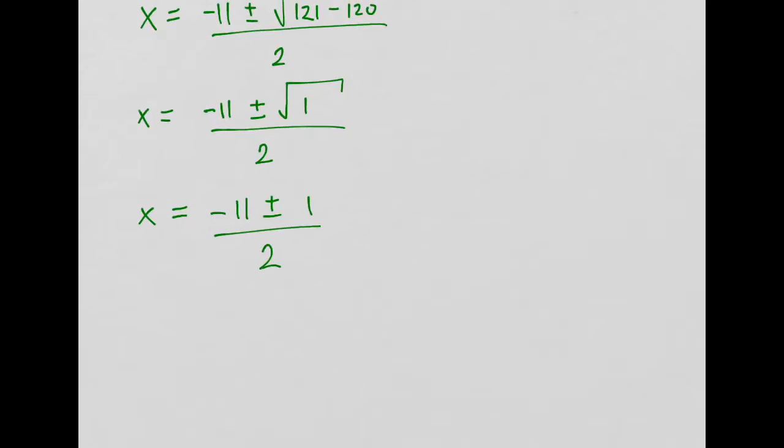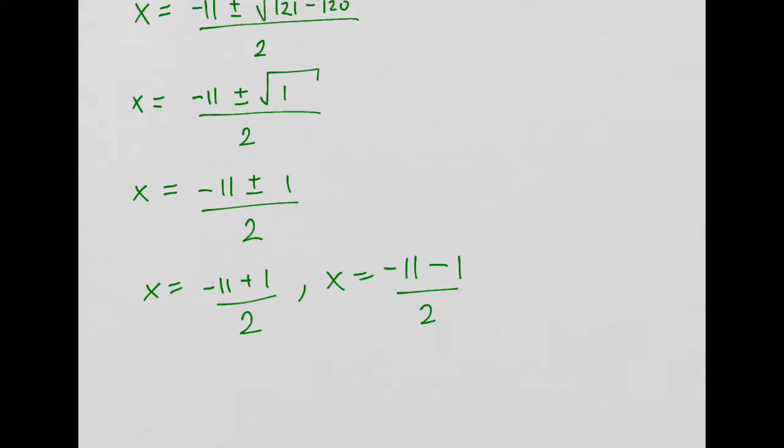And then here's what I do. I get 2 answers. I say x equals, I'm going to use the plus in this case: negative 11 plus 1, divided by 2. That's one answer. And then x equals, I'll use the minus: negative 11 minus 1, divided by 2. I could just do this on top with negative 11 plus 1, negative 10, divided by 2. That's just negative 5. So here, x equals negative 5.